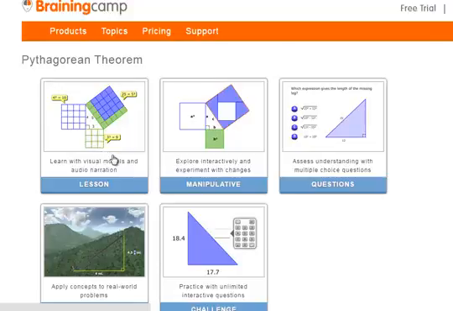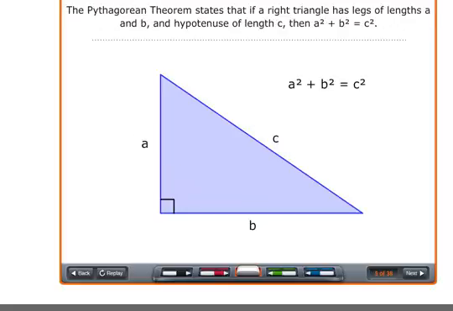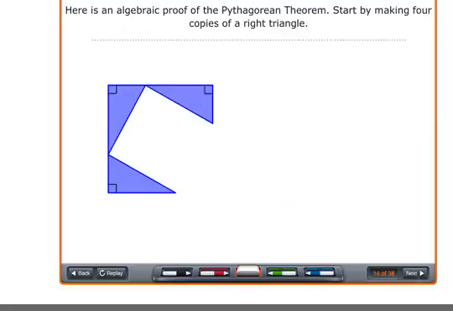So here's our lesson. A right triangle is a triangle with a 90-degree angle. The side opposite the right angle is called the hypotenuse, and the other sides are called the legs. The theorem states that if a right triangle has legs of lengths A and B and hypotenuse of length C, then A squared plus B squared equals C squared. Here is an algebraic proof of the Pythagorean theorem.